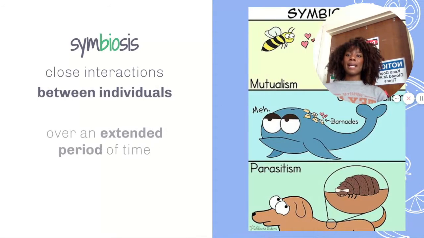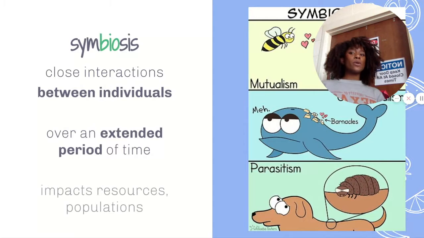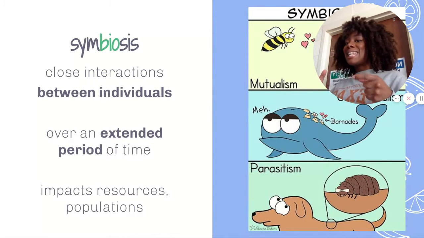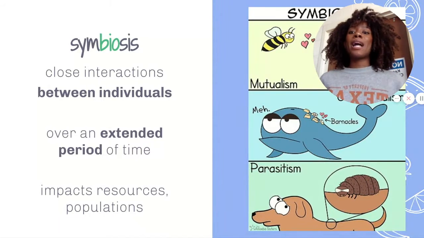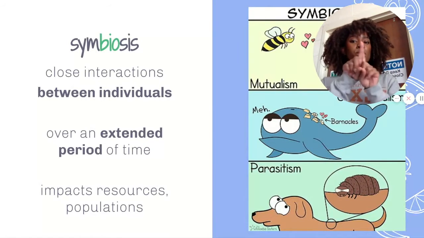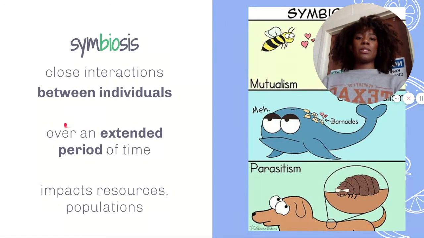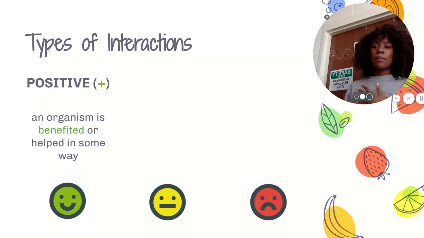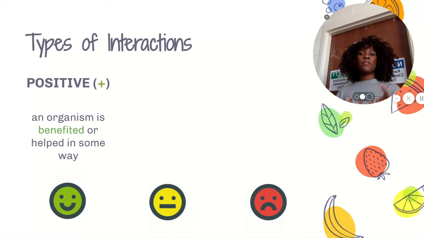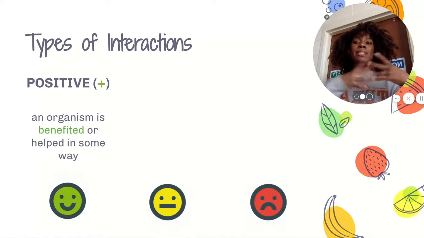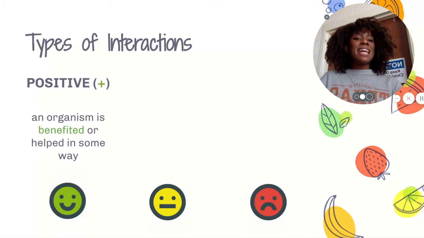This brings us to our next topic of symbiosis. So symbiosis is going to be close interactions between individuals over an extended period of time. It impacts resources and populations. So we're talking about interactions between individuals, one-on-one. So first things first, before we get into what is symbiosis, we want to talk about the different types of interactions. A positive interaction is going to be when an organism is benefited or helped in some way.